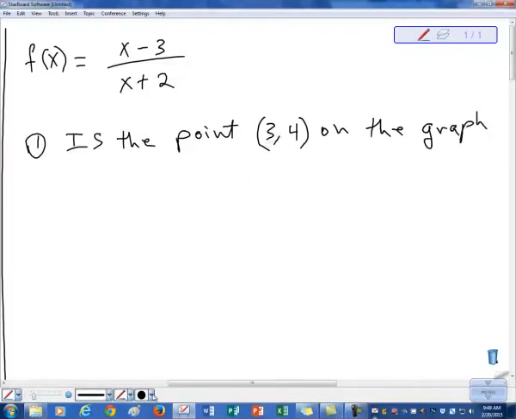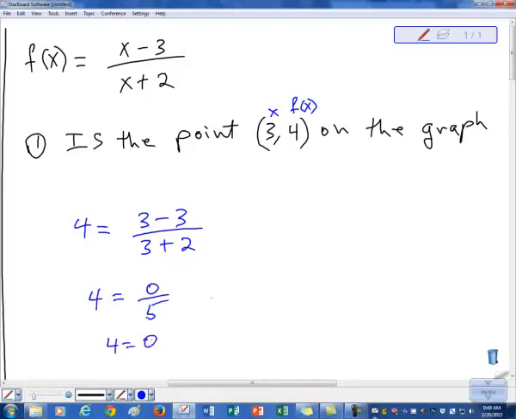So the 3, that would be your x. The 4, that would be your y. So we would put 4 in here, or we could also say x and f of x as well. So the 4 will go in for f of x, and the 3 will go in for x, so that'll be 3 minus 3, and then here we'll put 3 again in, plus 2, and 4 equals 0 over 5, or 4 equals 0.